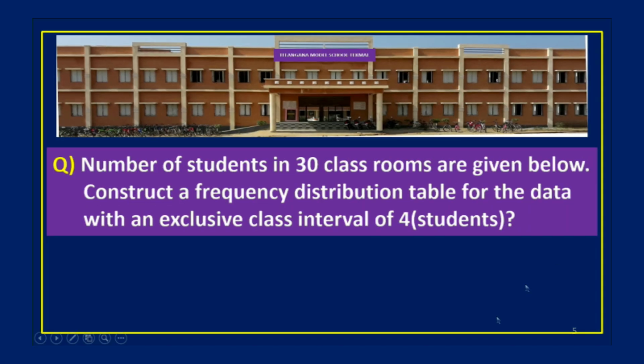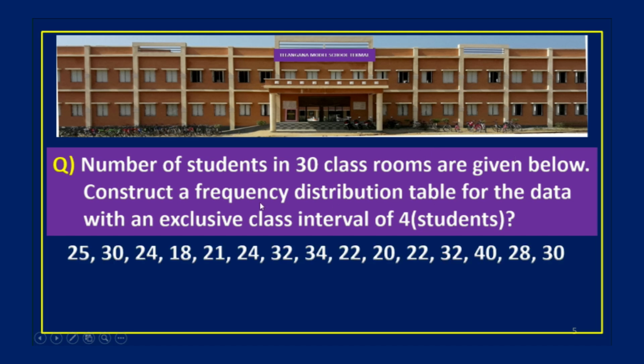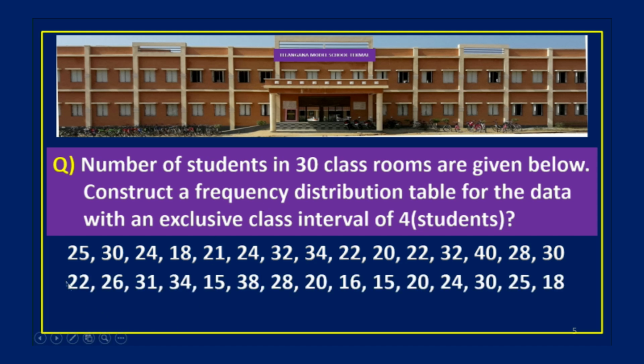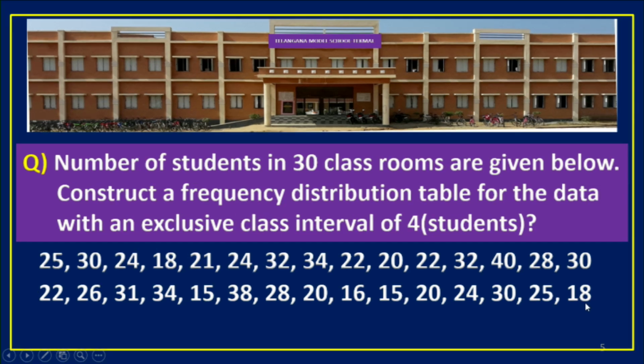Okay children, now observe the screen. It is a school building. Here there is an examination on a day and 30 classrooms were filled with students. So, the number of students in 30 classrooms are given below and you have to construct a frequency distribution table. See children, 25 students are there in room 1, 30 students are there in room 2, 24 students are there in room 3. Like this, the number of students in each room is given up to the 30th room.